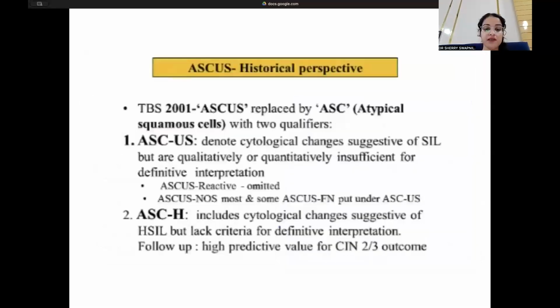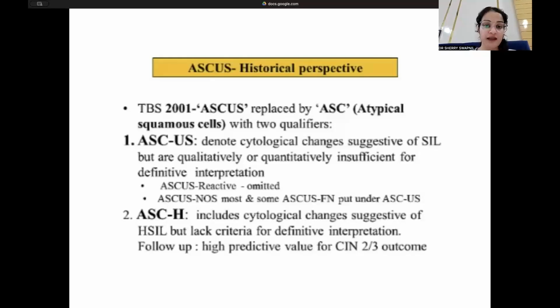Next slide, please. Now, as I have told you, ASCUS we have replaced in 2001. ASCUS was replaced by 2 categories, that is ASCUS and ASC-H. So why do we have to report ASCUS? Because it denotes the cytological changes that are suggestive of squamous intraepithelial lesion, but the quantity and quality is insufficient.